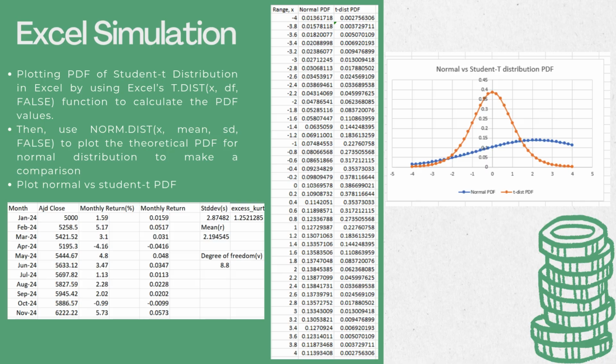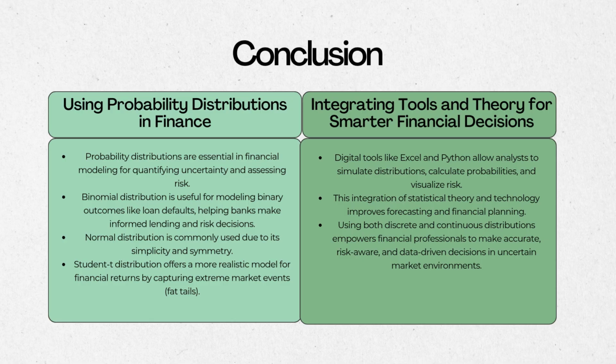Lastly, a simulation comparing the probability density function, PDF, of the normal distribution and the student t-distribution using Microsoft Excel. This comparison is important in financial modeling, especially for analyzing return data where normal assumptions may not always hold. Combining statistical theory with digital tools such as Excel and Python enhances financial analysis. These tools allow analysts to simulate distributions, calculate probabilities, and visualize risk.